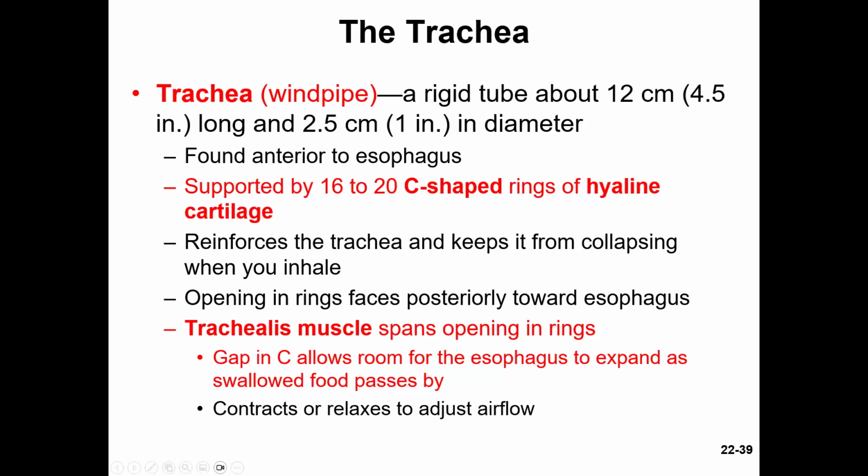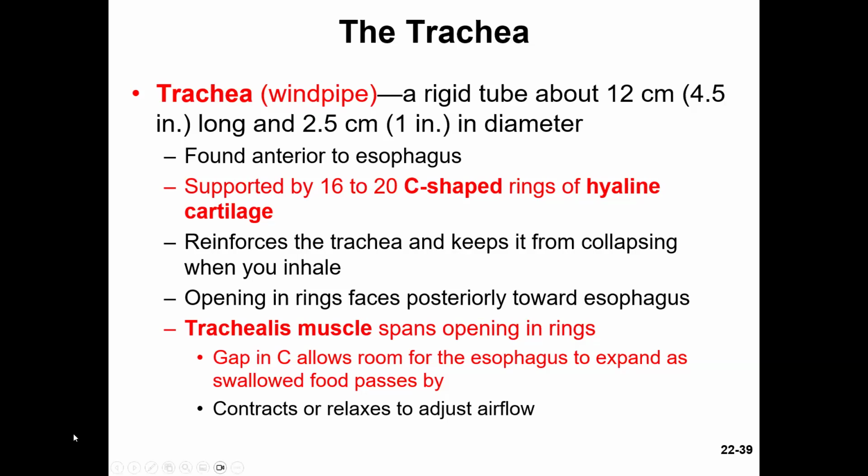Now, the trachea is 16 to 20 C-shaped rings of hyaline cartilage. And from now on, when you hear hyaline cartilage, that is there for support and maintenance of an open passageway. Bless you. Right? So that's there for an open passageway. Because remember, smooth muscles collapse. Cartilage doesn't. Now, you could have bone there, but bone is a little bit too static, right? It's not going to move as much as we want it to.